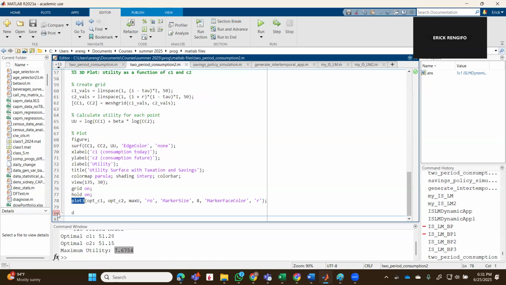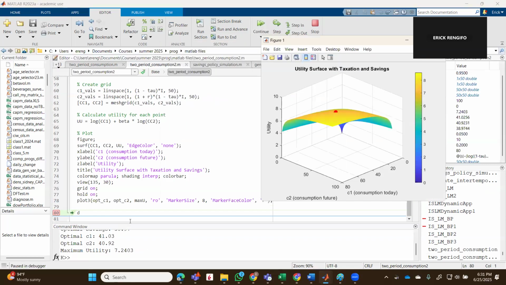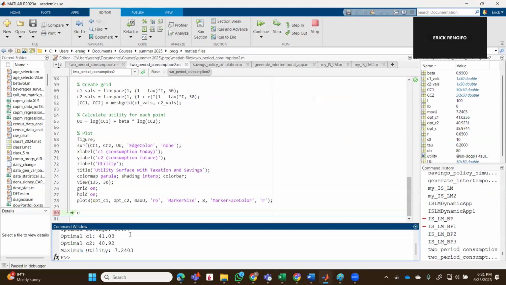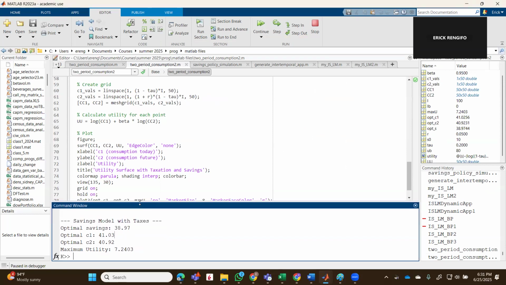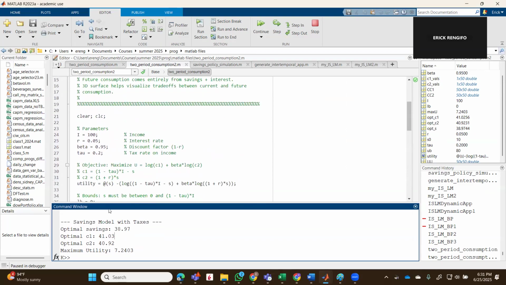I put a breakpoint here just to stop and analyze the results. Here we go. So here are the results, the numerical results. So these are my results, guys. This implies that given these conditions, given these starting values, what is optimal for me is to save 38.97. So this implies that I will consume 41.03.